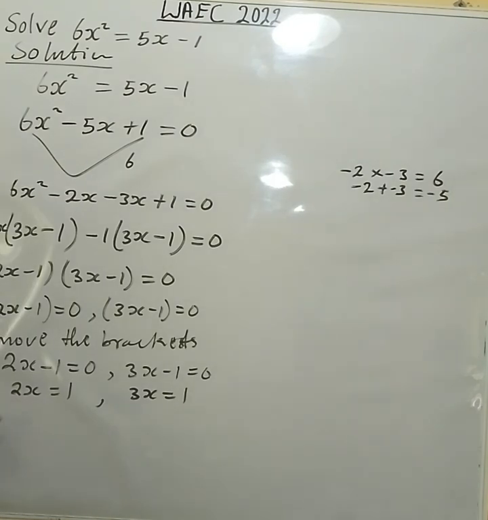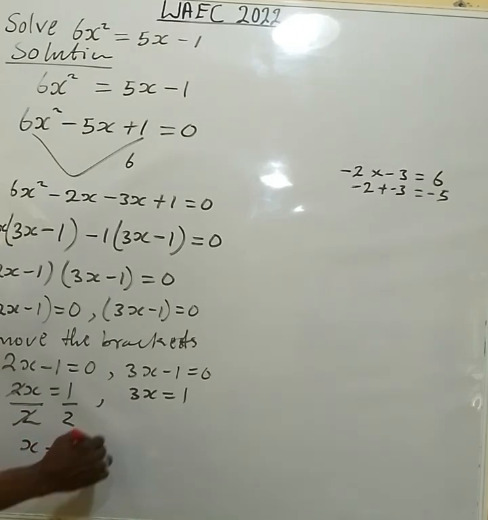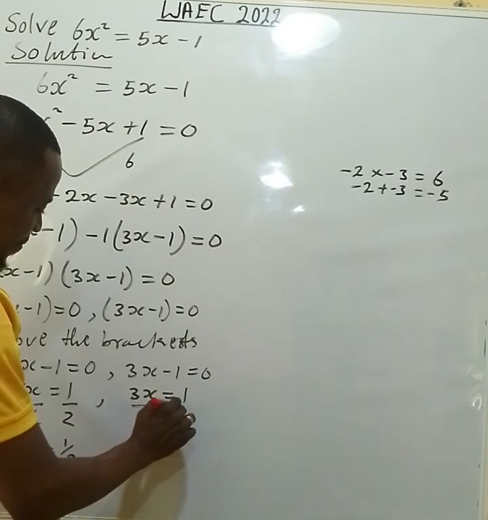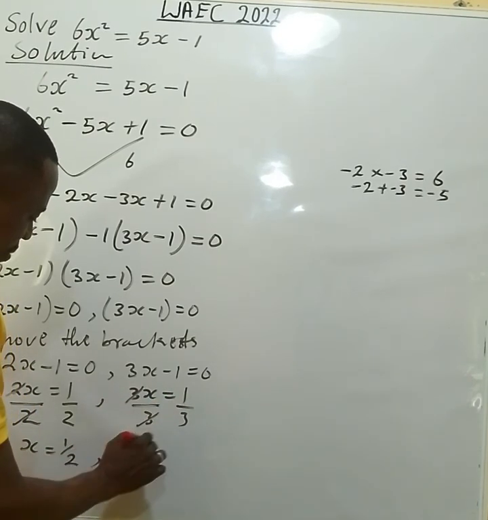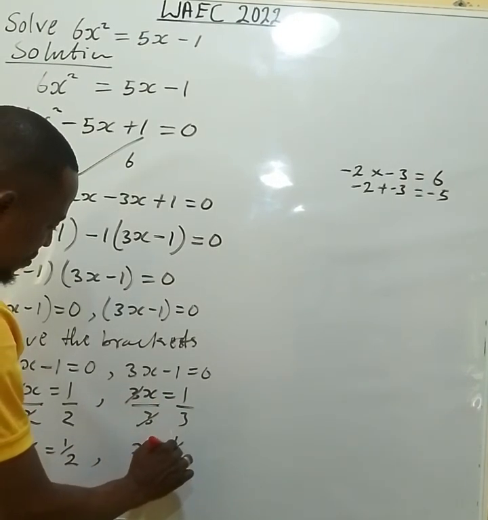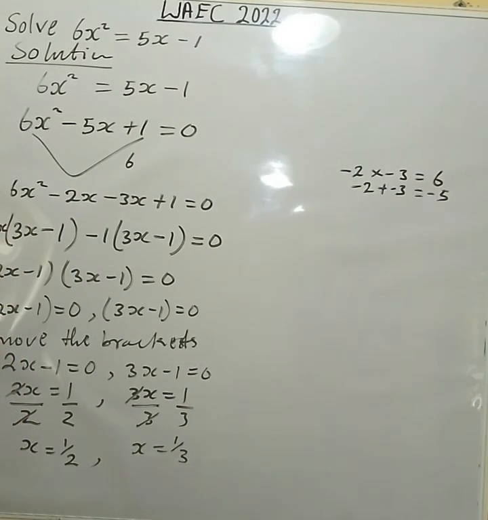We have 2x, so you divide both sides by 2. So over 2, over 2. So 2 cancels 2. x equals 1 over 2. Also you do the same here. Divide by 3. So 3 cancels 3. We have x equals 1 over 3. Are we together? So that's the value of our x. Okay? So as you now have it like this, it will now be x equals 1 over 2, comma 1 over 3.